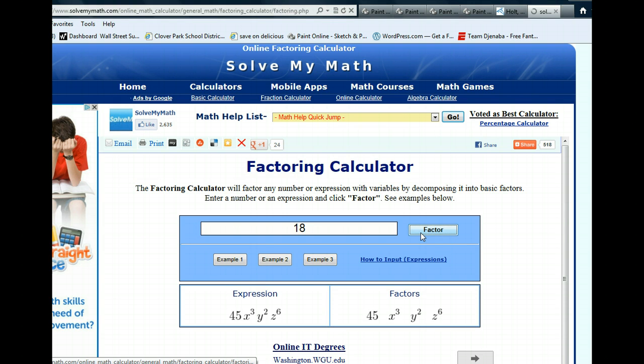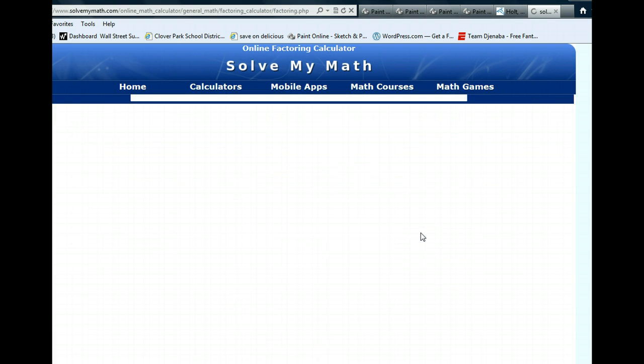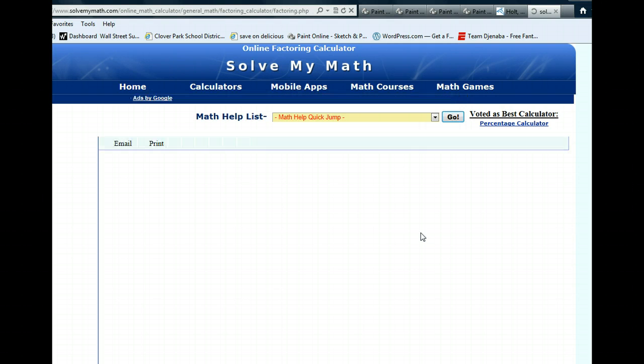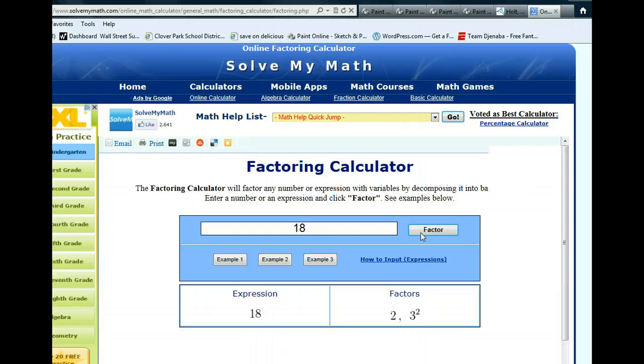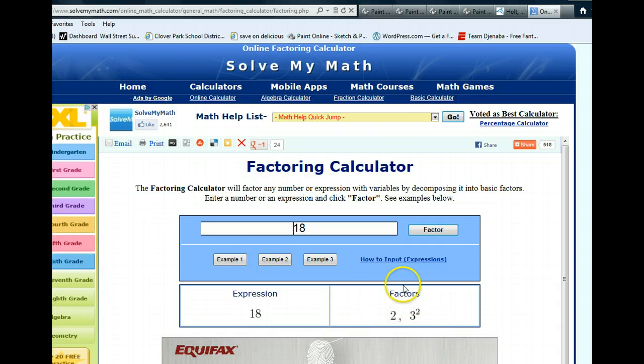Depending upon how fast your computer is, it's going to give you that answer. Apparently this is a really hard number. Okay, here we go. So we have 2 and 3 squared. We're going to take that information.